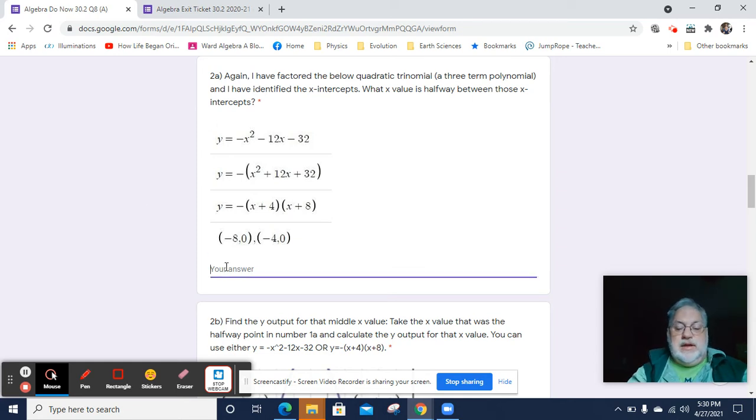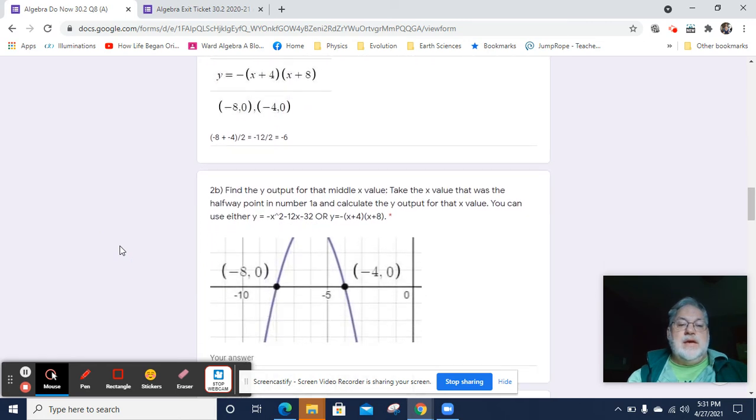So what is halfway between negative 8 and negative 4? Well, to find that, we're going to average them. Negative 8 plus negative 4, divided by 2. And you might notice that negative 8 and negative 4 add up to negative 12. We're going to divide that by 2. So that's going to equal negative 12 divided by 2, and that's going to equal negative 6. All right, so let's go and see what we see.